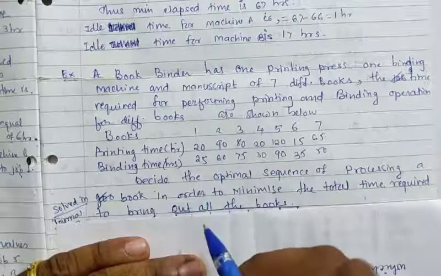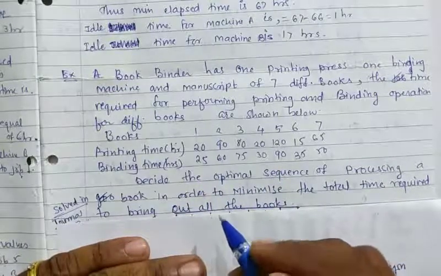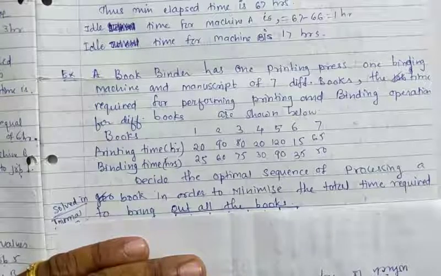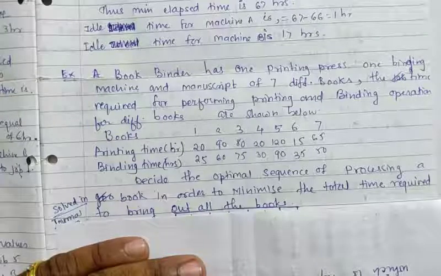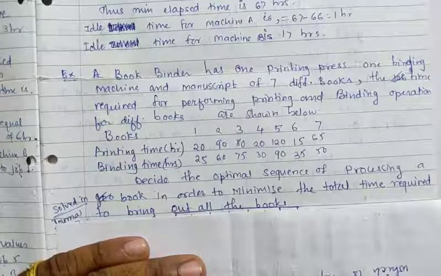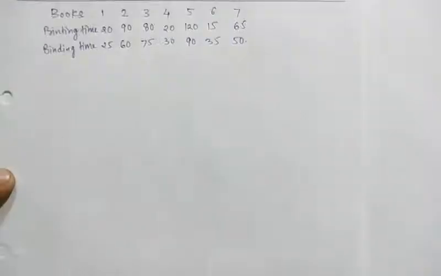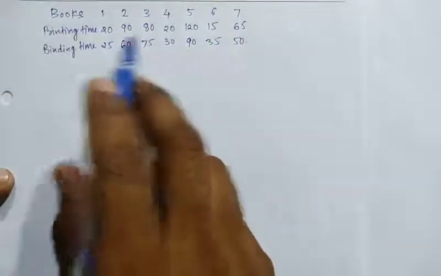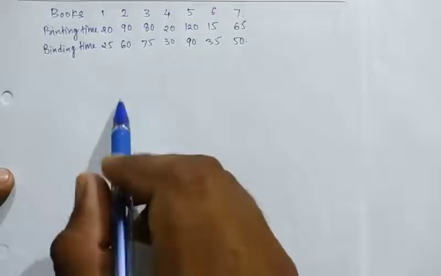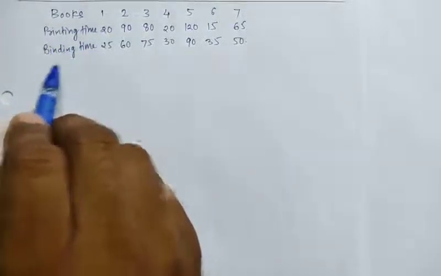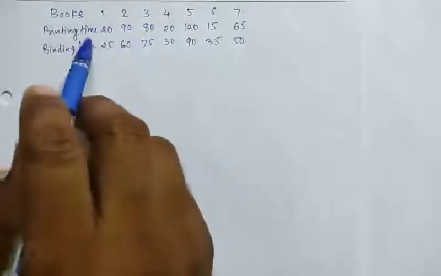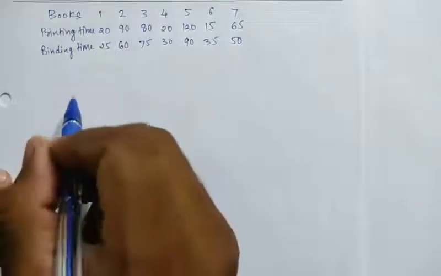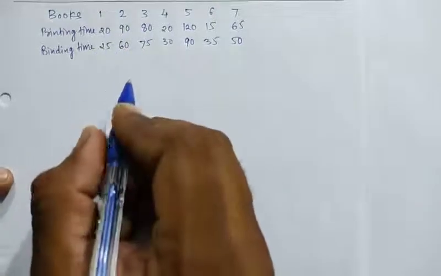So decide the optimal sequence of processing the books in order to minimize the total time required to bring out all the books. First we have to find its optimal sequence, and then we find the total elapsed time of the given jobs. So this is the given problem, passing 7 jobs through 2 machines. The first is the printing machine and the second is the binding machine. This is the printing machine time and this is the binding machine time for the 7 jobs. Now first we make the sequence.